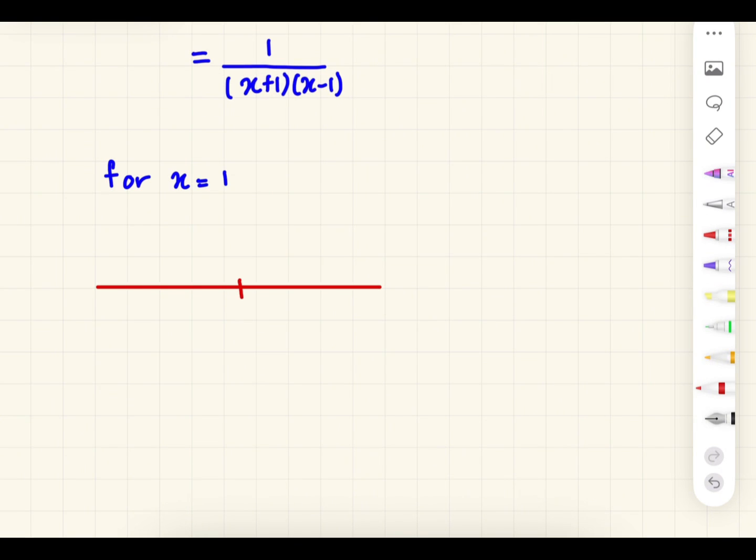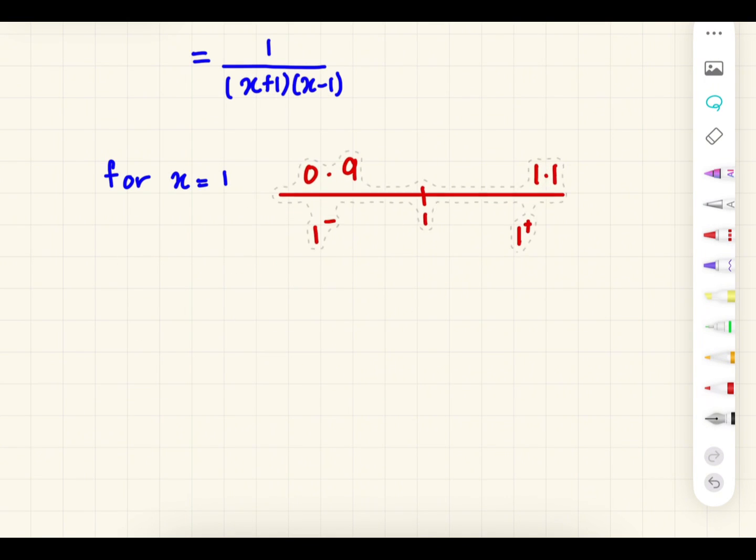Yes, we need to find one from the right and one from the left. So one from the right, to the right, that's 1.1. And this one, from the left, we got 0.9. Okay, so now we want to find the limit of f(x), where we have 1 over (x plus 1)(x minus 1). We can use this one, the one that we factorized here.